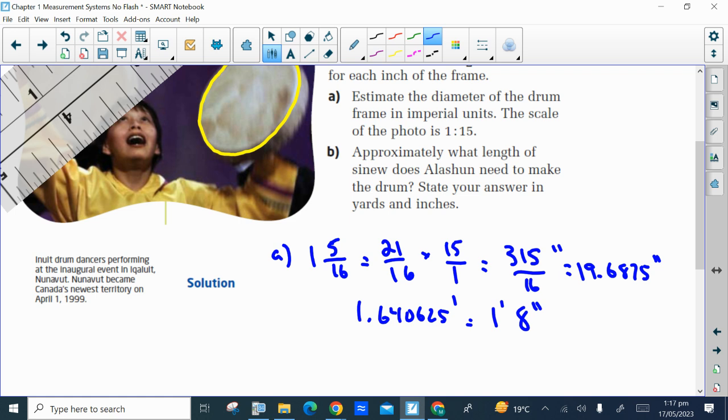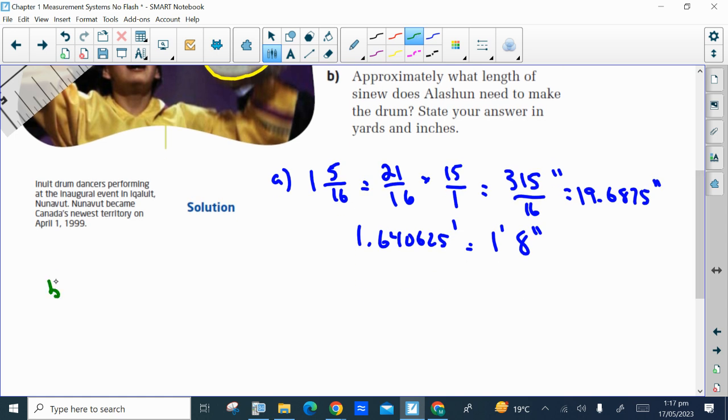Now, how much sinew does he need to make the drum? It's going to be a larger number because it says express this in yards and inches. As we said, it takes 3.5 inches of sinew for every inch along the circumference. So we need to find out what the circumference of the drum is. Yesterday we saw there are two formulas for circumference. One involving radius, that's 2 pi r. One involving diameter, which is pi times d, the diameter. That's what I'm going to use because we have that number.